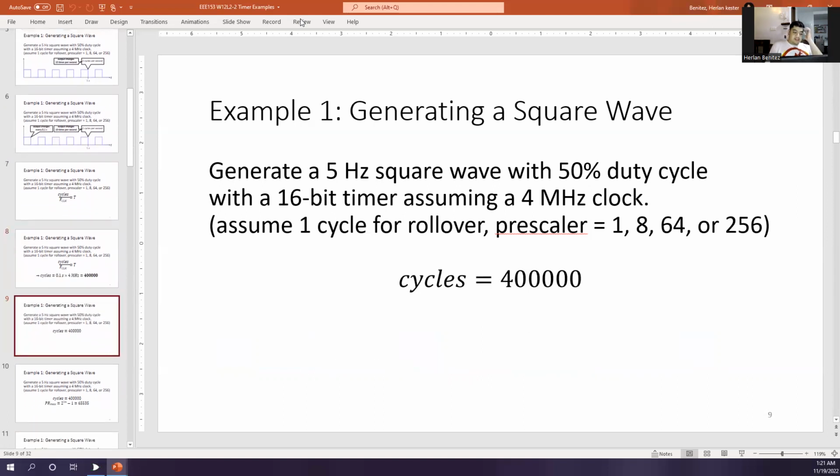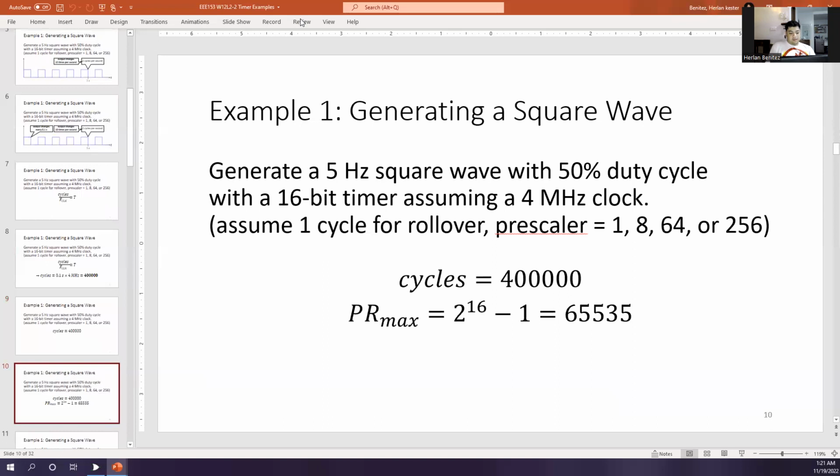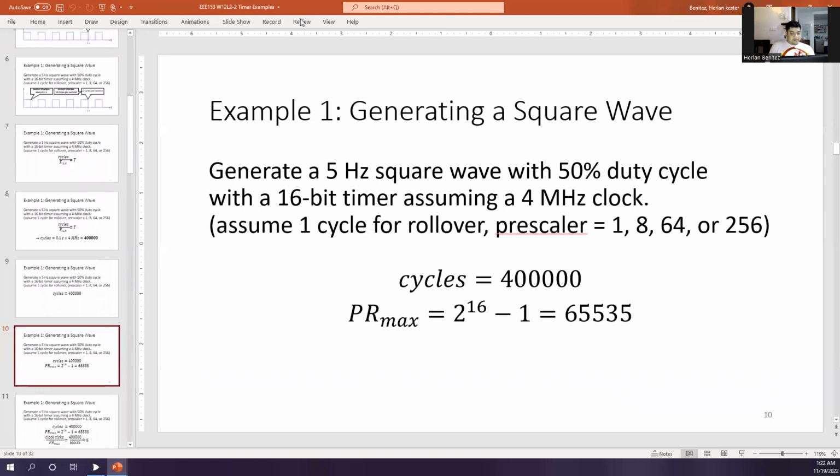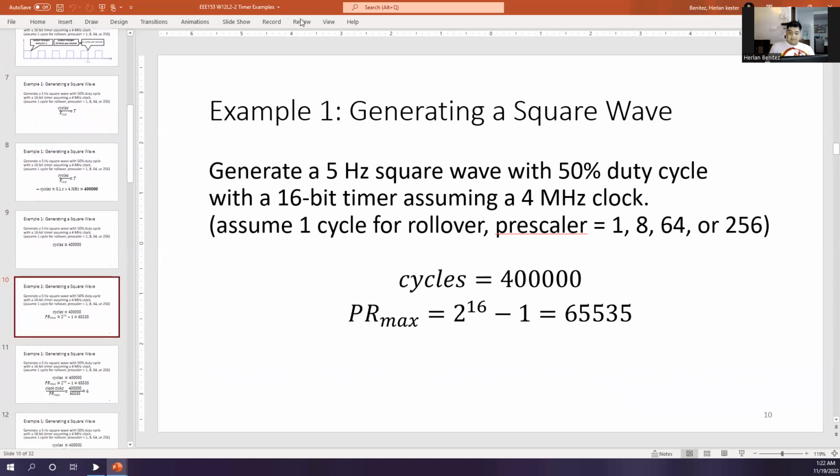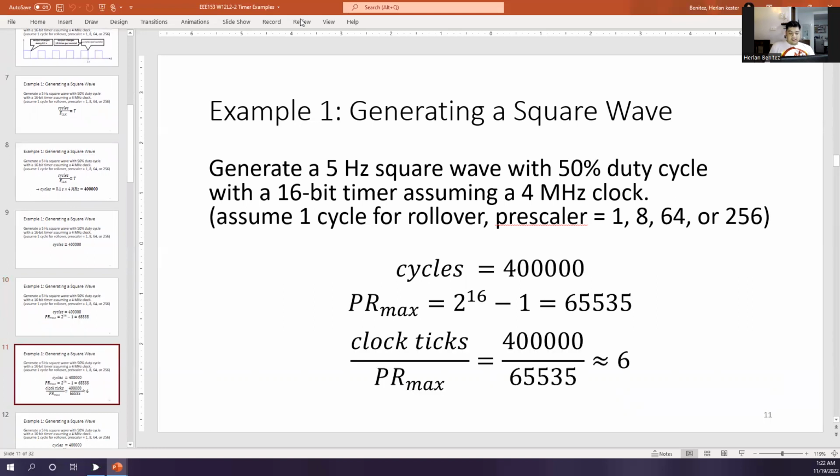So, compare natin si 400,000 with our maximum na period register, which is 16 bits. So, 2 to the 16 minus 1, that's 65,535. Compare that to 400,000, medyo maliit siya. So, we need a prescaler value. So, ang prescaler na gagamitin natin, or yung estimate natin, would be the number of clock ticks over yung maximum na period register value natin. So, makuha natin dito is 6. So, 400,000 over 65,000 is approximately 6.